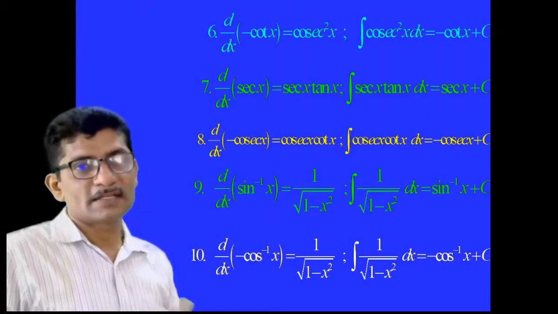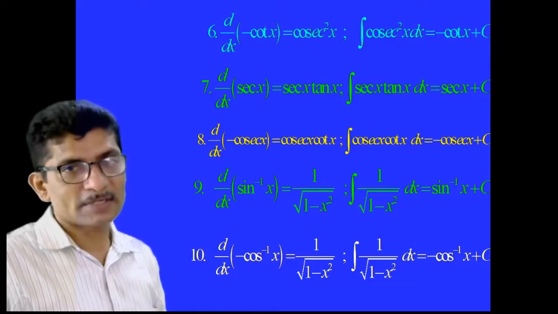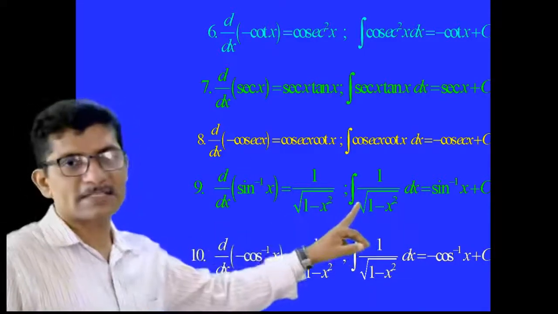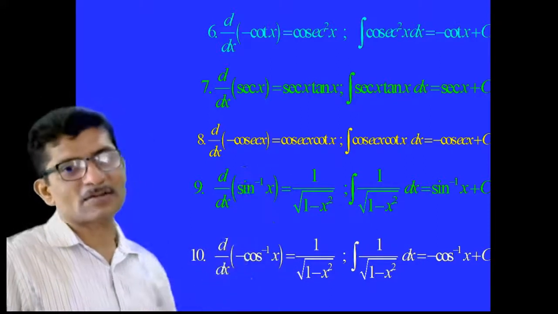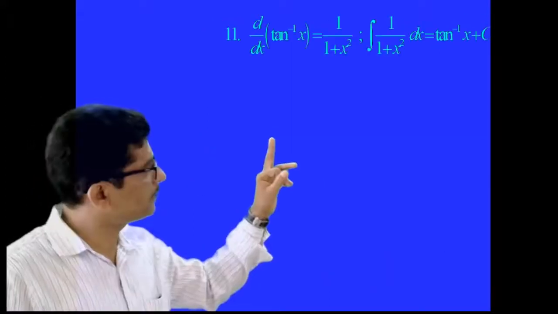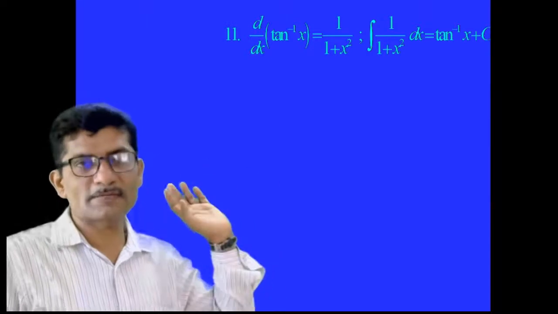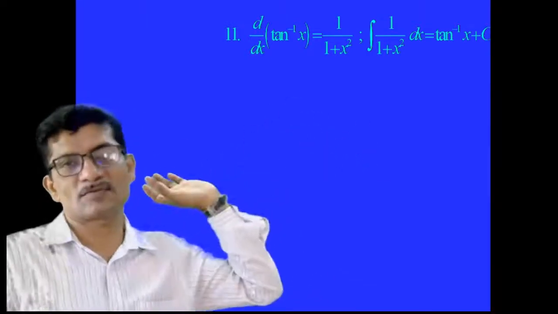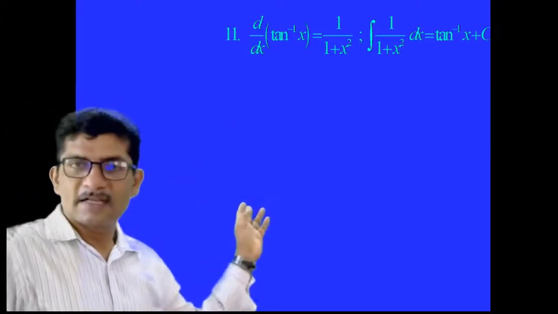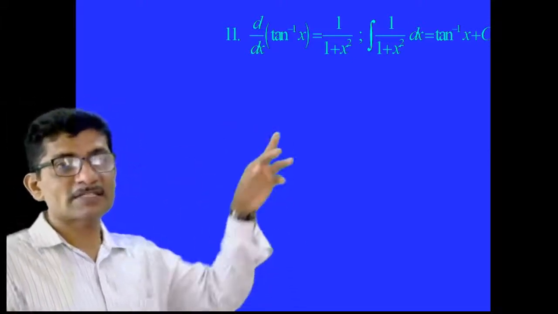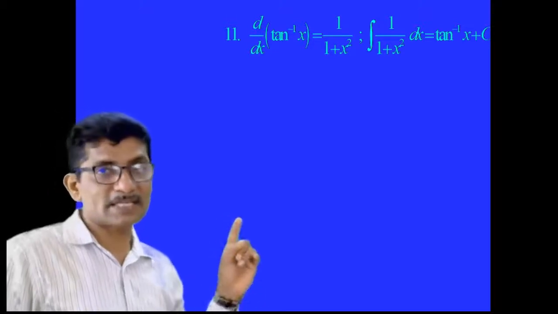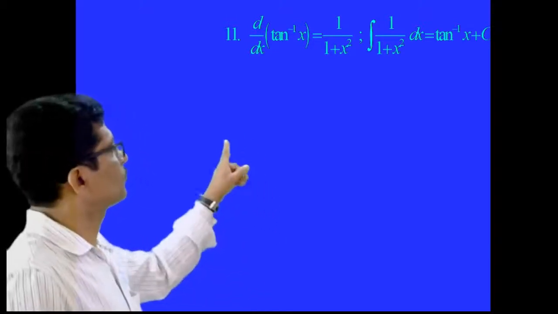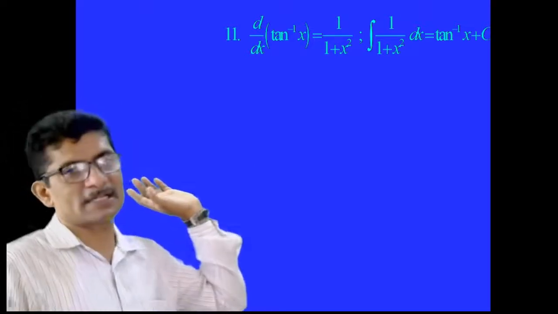Here you know that the integration of 1 by root of 1 minus x square is sin inverse x, and you can also write minus cos inverse x. And derivative of tan inverse x equals 1 divided by 1 plus x square, so integration of 1 divided by 1 plus x square is equal to tan inverse x. And similarly, derivative of cot inverse x is minus 1 divided by 1 plus x square. Therefore, integral of 1 divided by 1 plus x square is equal to minus cot inverse x plus integral constant.